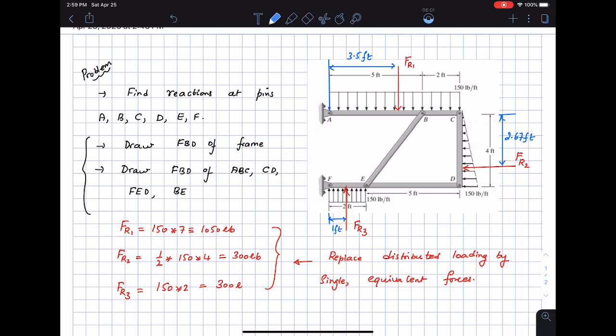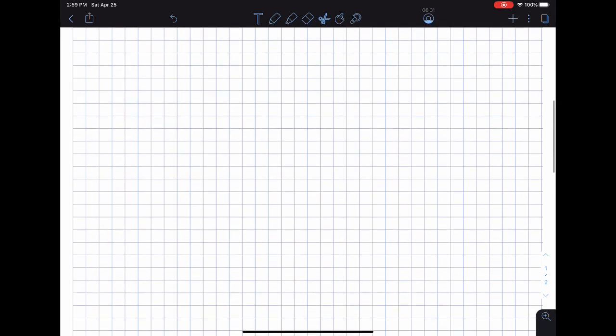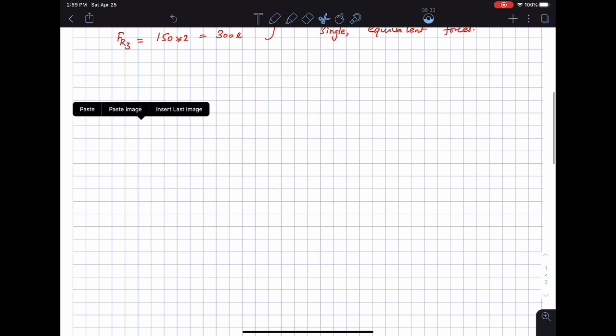We took the distributed loading, replaced it by single equivalent forces. We found out where they act, and so my next step is to draw the free body diagram of the entire frame. Let me start off by doing that, and I'll use different colors for the different bars of the frame. I've already reduced the forces into FR1, FR2, and FR3, and I know the distances where they're acting from, so I'm going to make use of that information. Probably I'm just going to copy this information and bring it down so that I can draw the free body diagram of the entire frame.